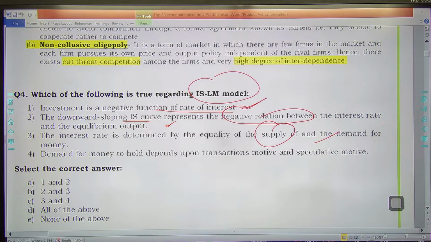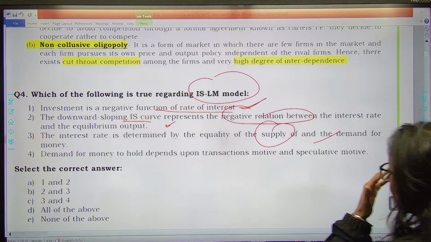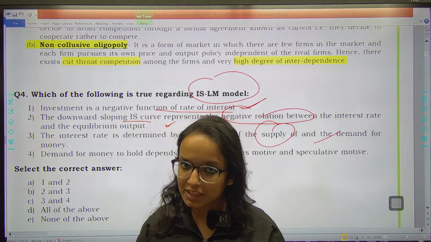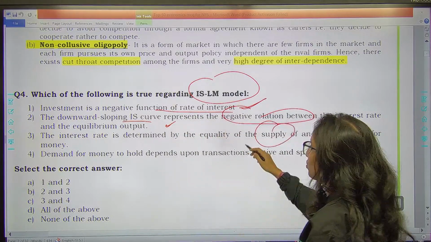So yes, the interest rate is determined by the equality of supply and demand for money, right? How is the interest rate determined? Demand and money supply, where they intersect each other. You remember the concept? So this is also true.